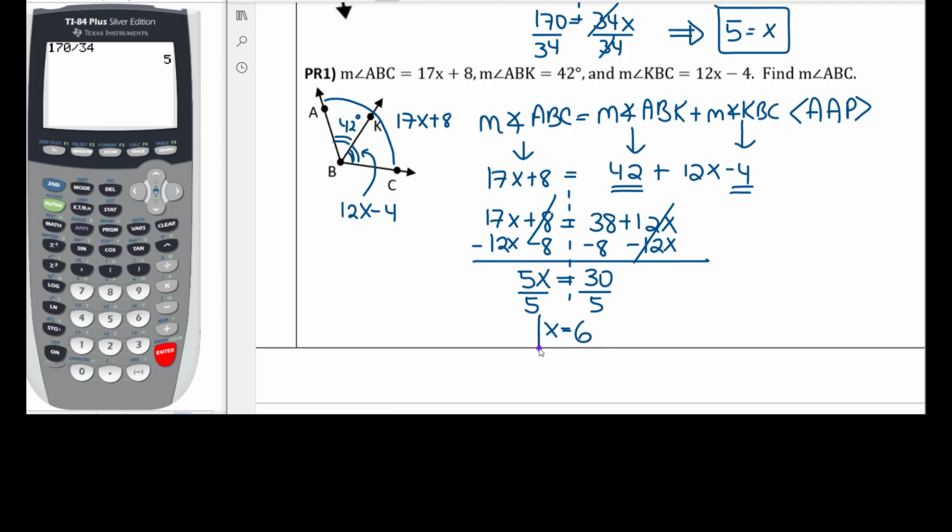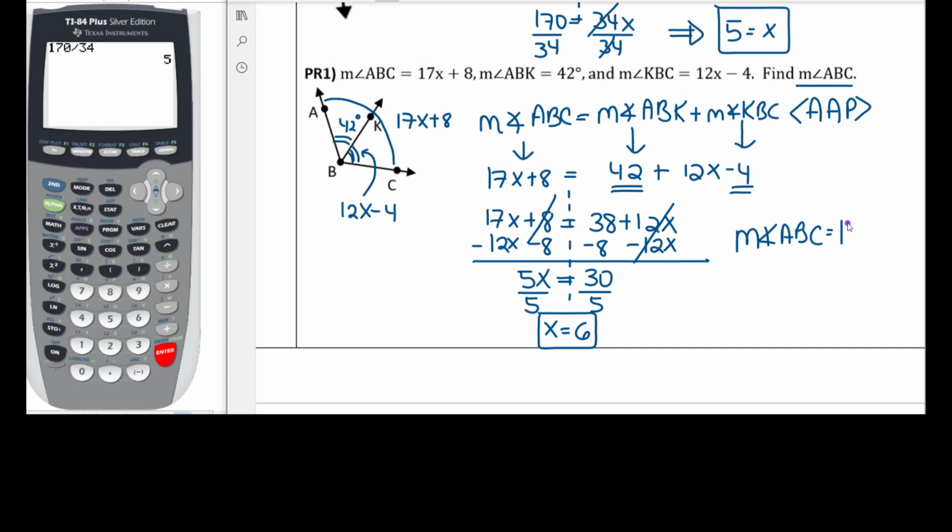Now, unlike the previous example, where we found x and that was our answer, in this particular problem, the answer is not 6. We're not trying to find x. We're trying to find the measure of angle ABC. So let's copy that. Measure of angle ABC. And if we go to our drawing, we see that ABC is 17x plus 8.